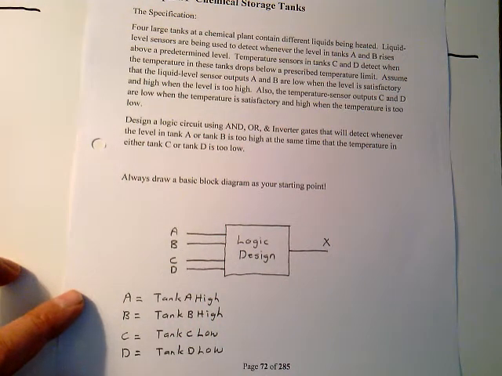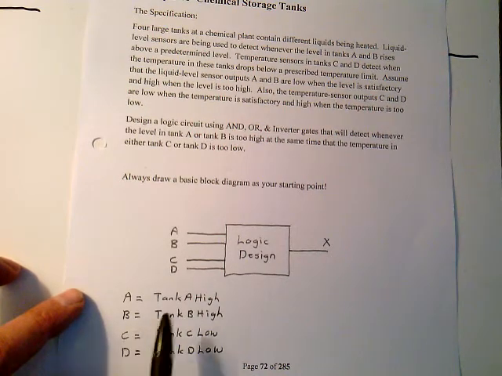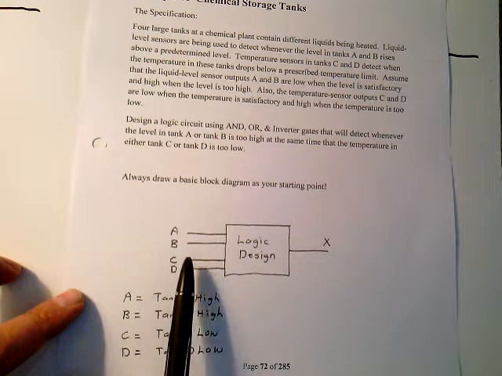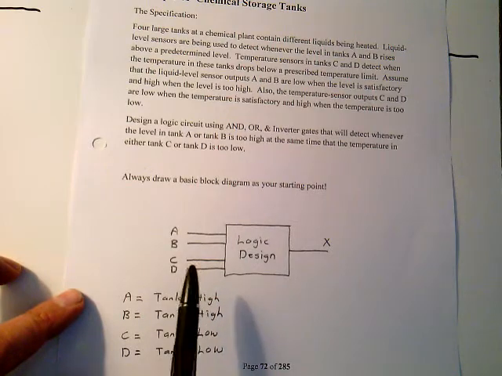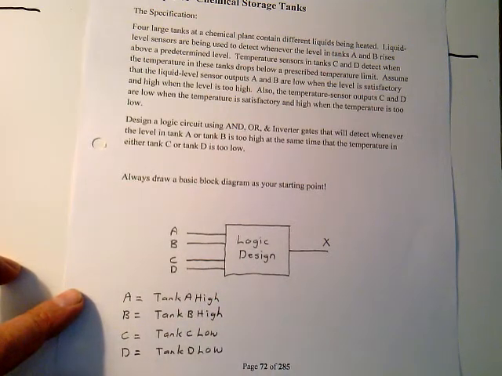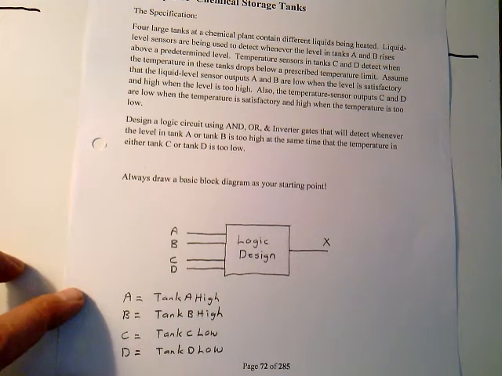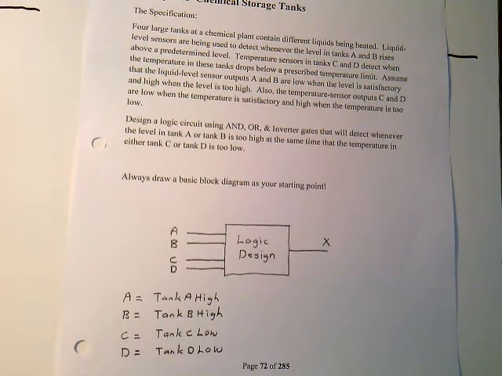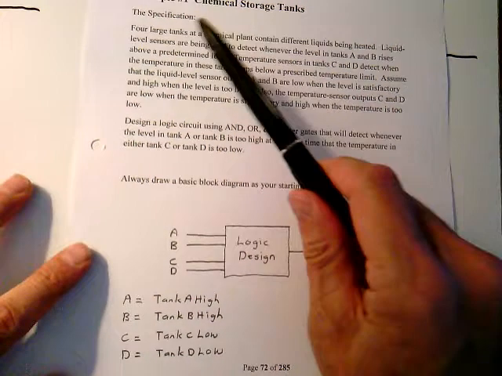Now, as we go through this, I want you just to remember, if we wrote down tank A high for A, and tank B high for B, and tank C low for C, and tank D low for D, as we go through this design, you'll see that if we're writing these actual signal names out, which is what you would have on the circuit, it would make the simplification process with Boolean algebra unmanageable. It would just be too long and too drawn out.